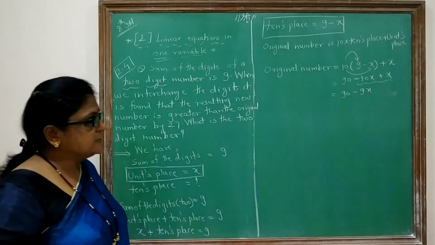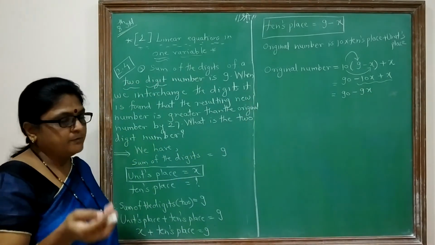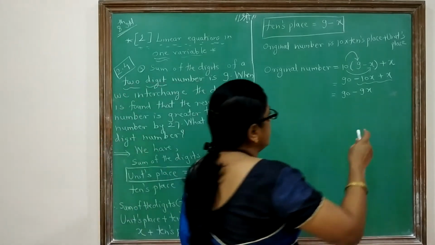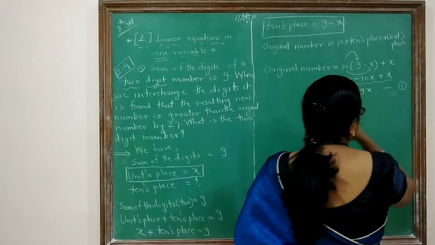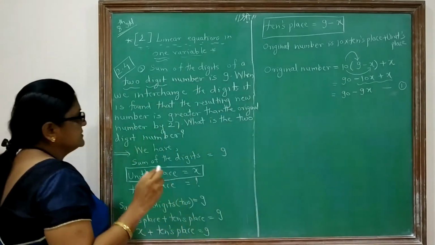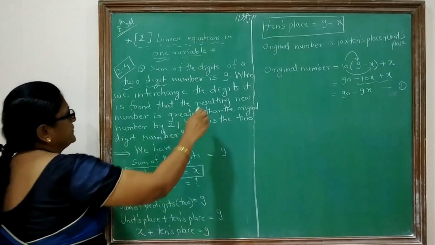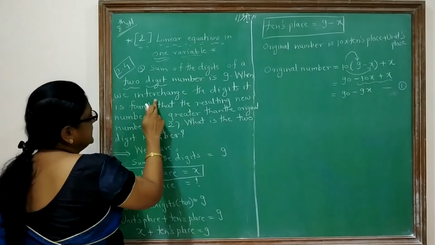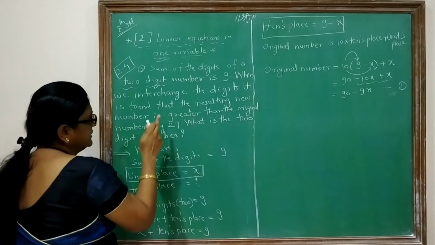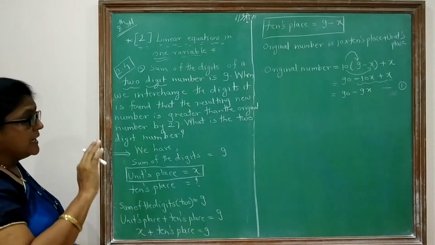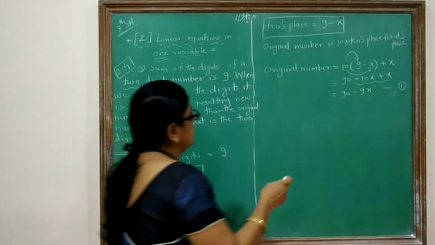Because your x is present, then you will subtract minus 10 plus 1. Then you will get 9. And this is your first original number. Then, see the next line. When we interchange the digits, it is found that the resulting new number... Interchange the digits, then you will write the next step.